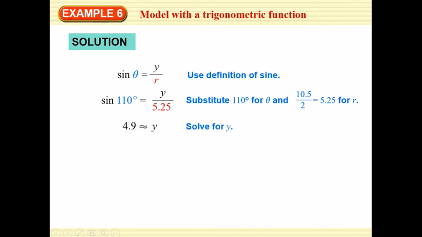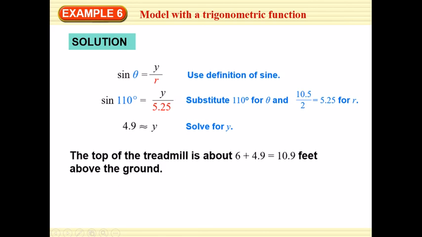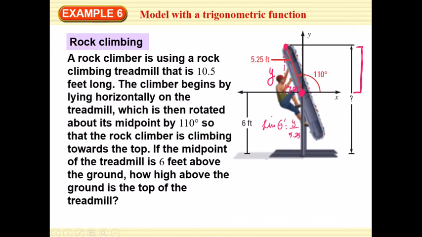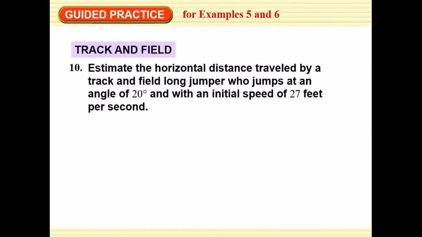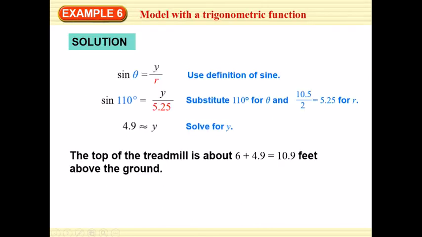Evaluating that by multiplying each side by 5.25, making sure that my calculator is in degree mode, I should get y approximately equals 4.9. From that step, I just need to add on the vertical distance of the 6 feet, recalling. I just found this was about 4.9, so I need to add on the additional 6 feet, which is segment addition. And that's going to give me a total of 10.9 feet above the ground.